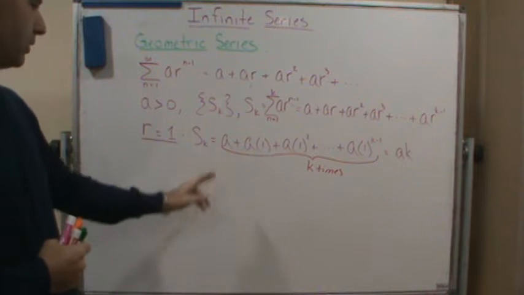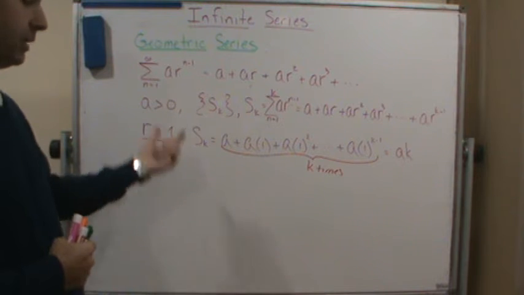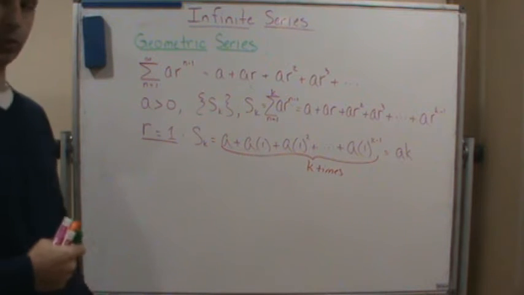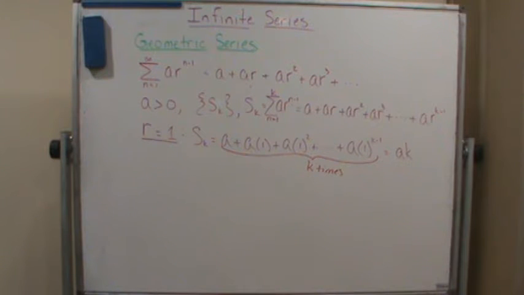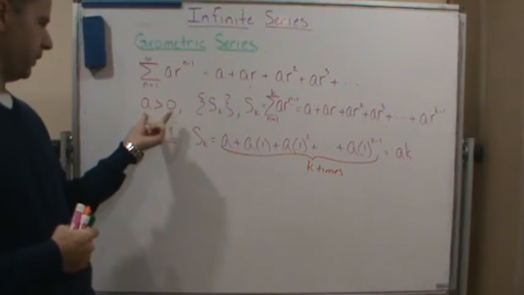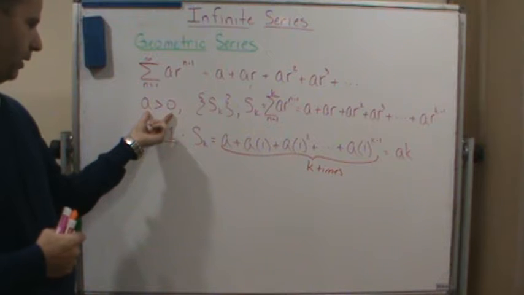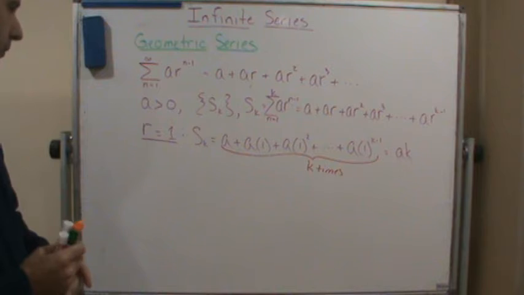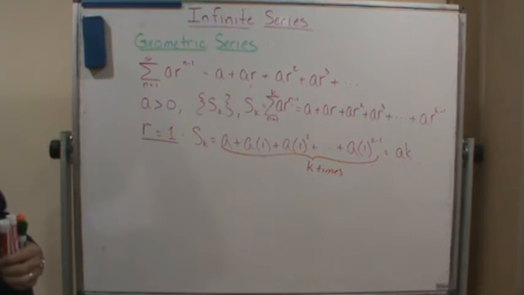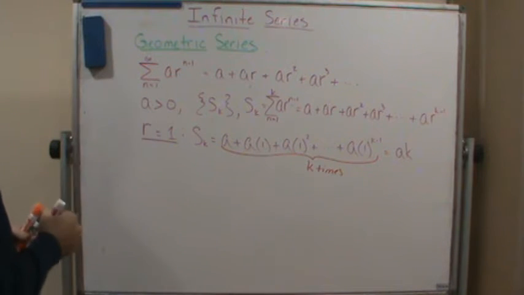Therefore, the sequence of partial sums diverges, which then we conclude that the geometric series, when R equals 1, is divergent or diverges, okay? And again, we can't forget that A is positive, right? So when A is positive, obviously this is going to go off to positive infinity, okay? Okay, so now what happens when R is not equal to 1?